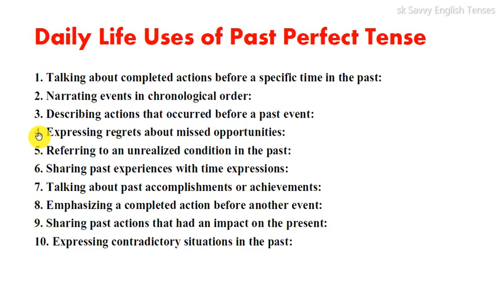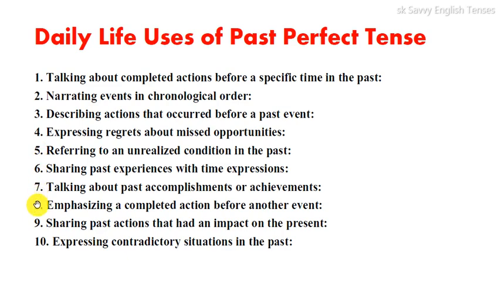Number fifth is referring to an unrealized condition in the past. Number sixth is sharing past experiences with time expression. Number seven is talking about past accomplishments or achievements.